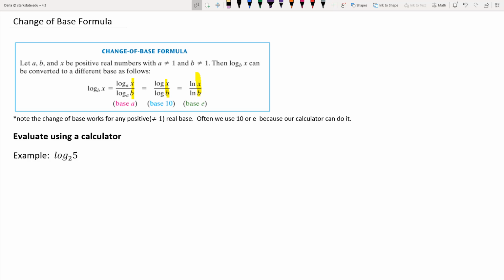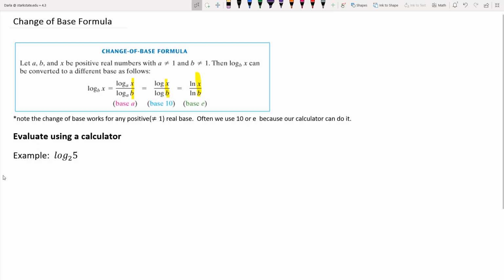So then the idea is I would want to change my logarithm to a different base that my calculator can handle. And oftentimes a calculator can handle base 10, it can handle base e, and sometimes it can handle any positive real number base a. But let's just assume that it could only handle base 10 and base e. Then I would want to rewrite my logarithm with one of those two bases.